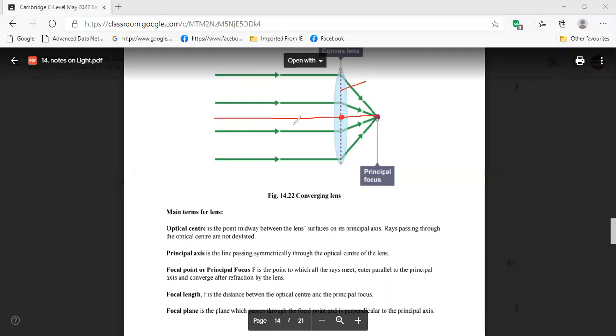And you see these lines are coming and joining a single point. It is called the principal focus. And from the optical center to the principal focus, this distance is called the focal length. So we need focal length, focal point, principal axis, optical center. And this one, the dotted line, is the optical axis. Is it clear?